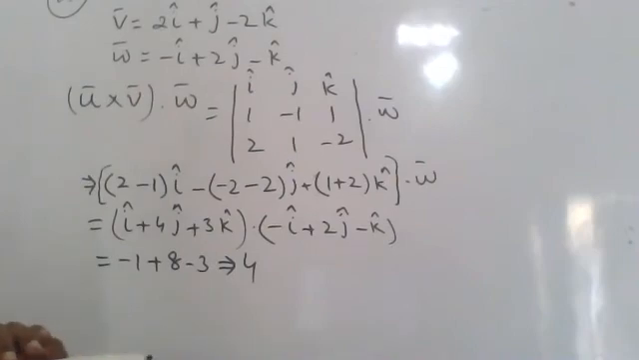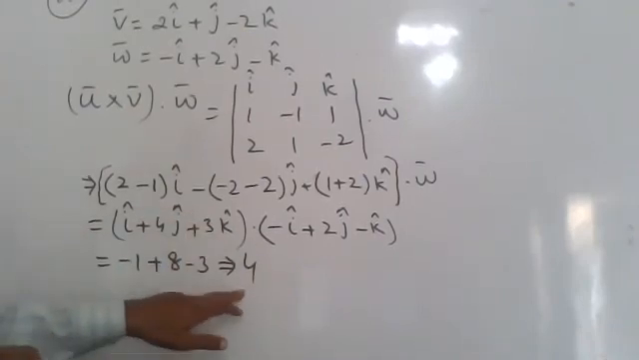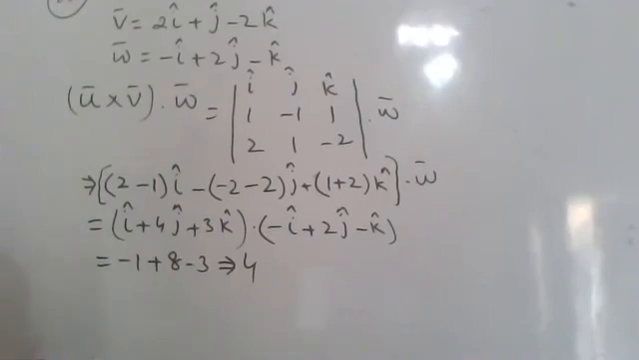In the same way, you have to find v cross w dot u. So first you will take the v cross w, then you will take the dot product with u. In the same way, w cross u dot v. So first you will take the w cross u, then you will take the dot product with v. In all the three cases, you will get the same answer, that is 4.